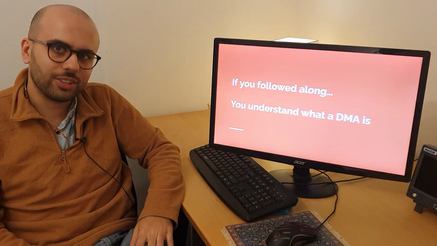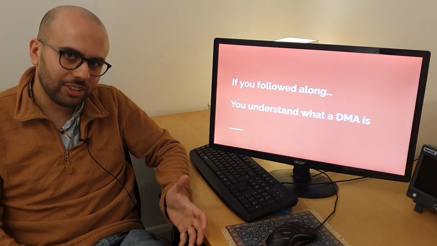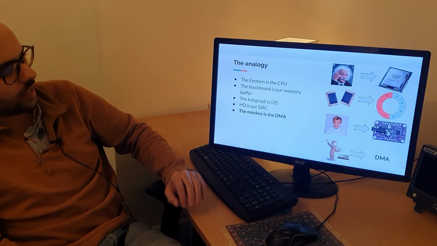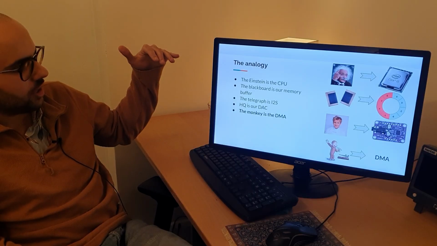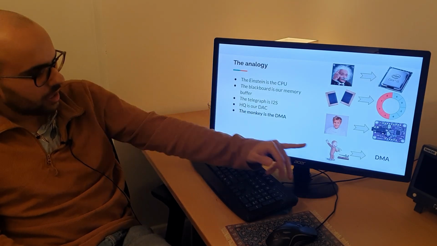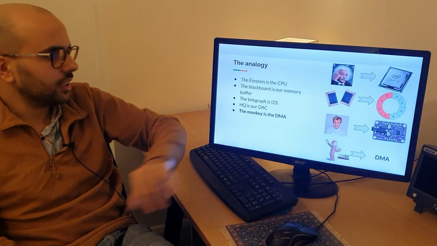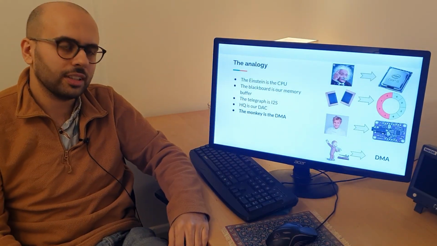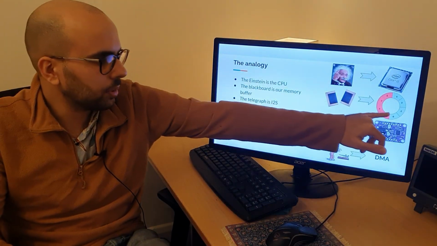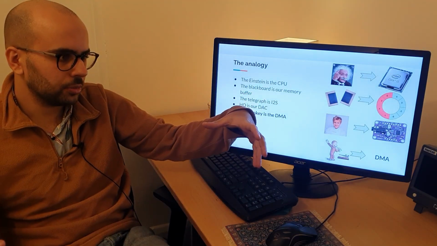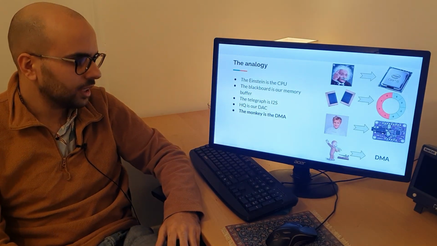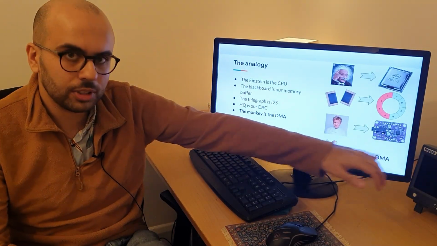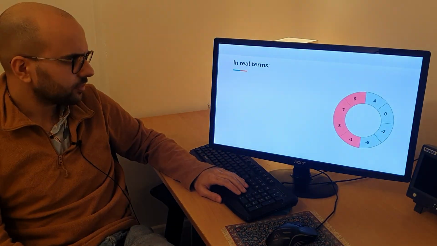So if you follow this weird story, you should now understand what a DMA actually is. DMA stands for direct memory access, and essentially the analogy is that the DMA is the monkey, right? Albert Einstein is the CPU. The CPU is very good at calculating numbers, right? The blackboard is our buffer, which is sort of a list of numbers where we store all of our samples. And of course, Gordon Ramsay, or HQ, is our DAC, which we're sending the audio to.